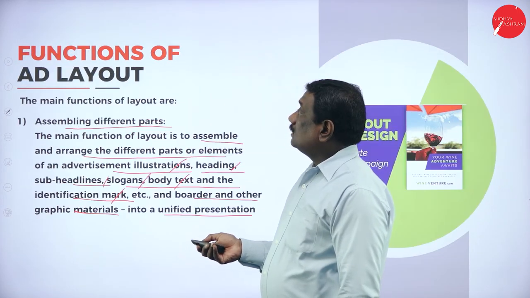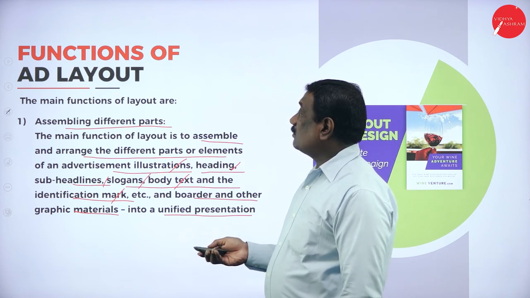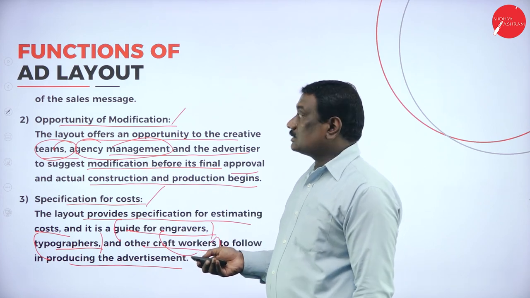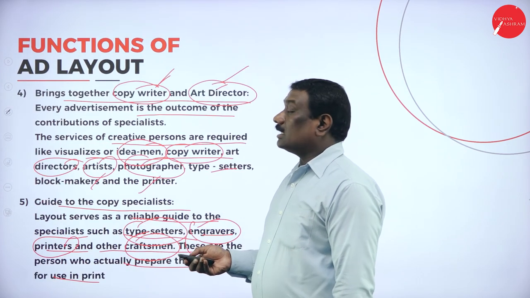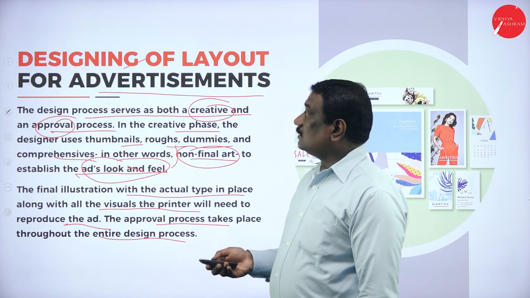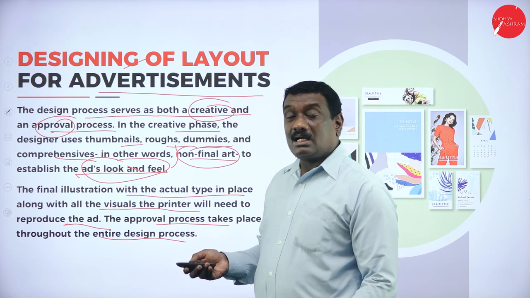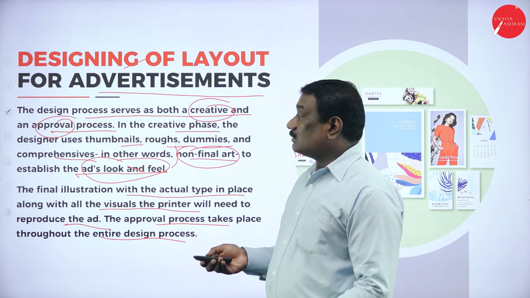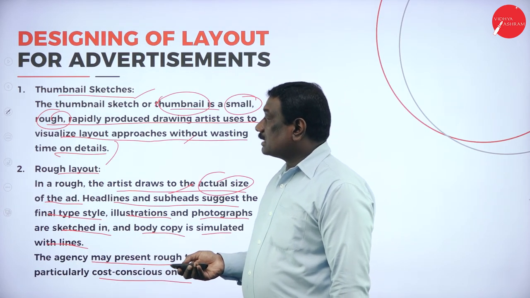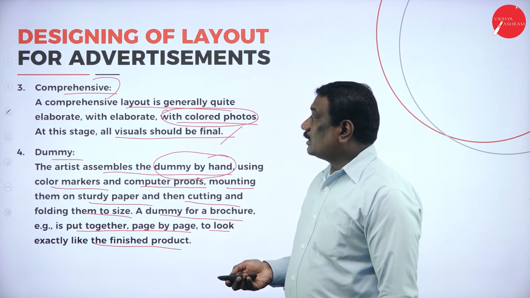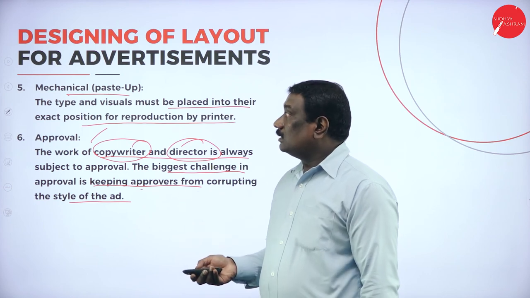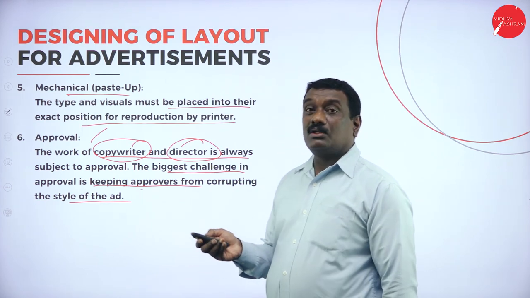Then I told you about the functions of layout, in that assembling different parts. Secondly, it says opportunity of modification. Third is specification of cost. Fourth, brings the copywriter together with the art director. Then we have guide to copy specialist. Then the design process serves as a creative as well as the approval process. Then the designing, how it takes place: thumbnail sketch, we have rough layout, then comprehensive dummy, mechanical or paste up, then approval. All these are the various important aspects related to designing.